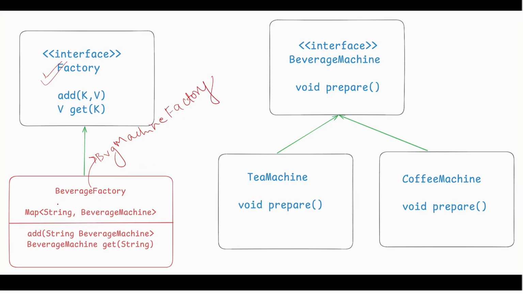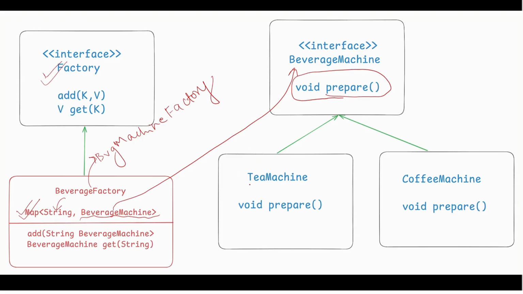And this simply contains the map that we discussed earlier. This map has a key as a string, where we supply the input as tea, coffee, or any beverage that we want. And the value that it stores is the machine itself. This machine is nothing but this interface, if you see. So this machine has this prepare method, which prepares according to the concrete implementation of this.